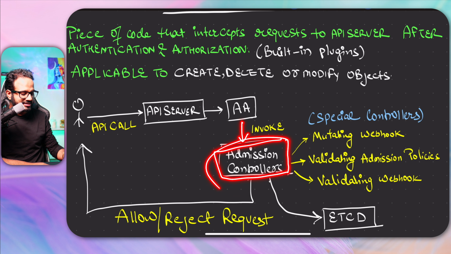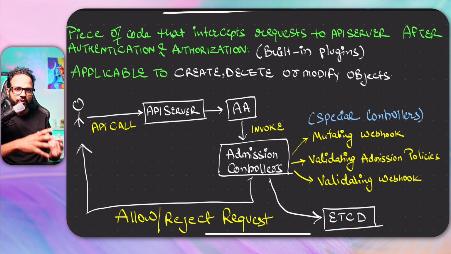Okay. So this is basically a piece of code that intercepts your API call after you are done with authentication and authorization. Now there are different special controllers. So we have mutating webhooks, we have validating admission policies, and we have validating webhooks. Okay, so what are these? These are basically the types of controllers that perform certain actions.